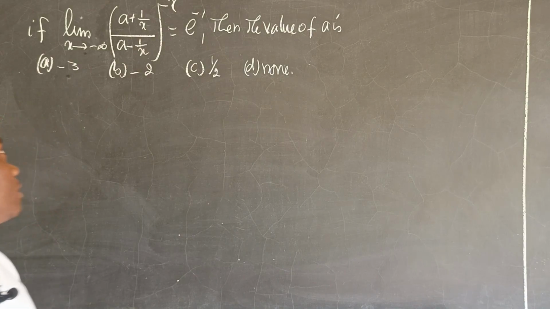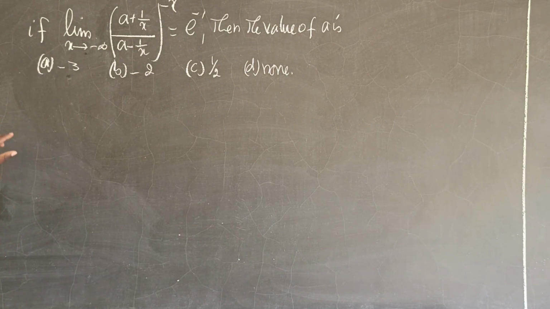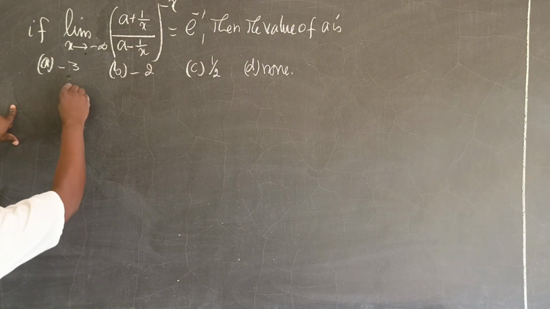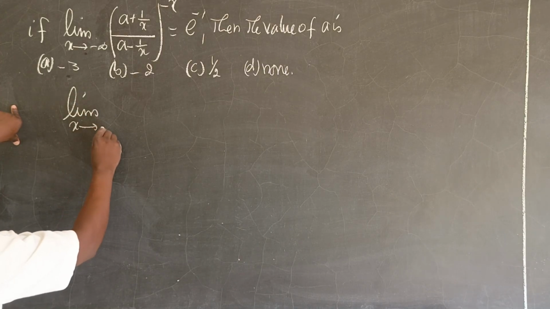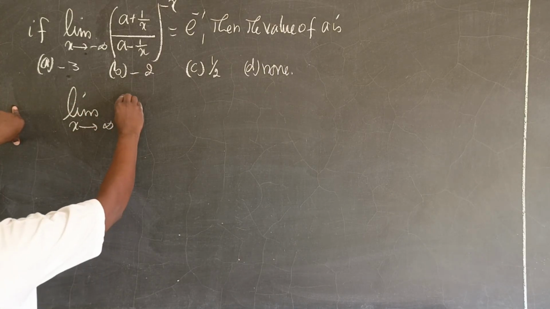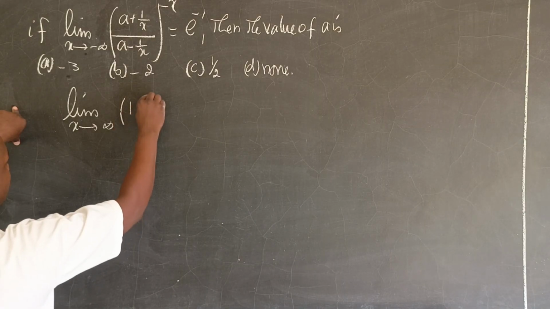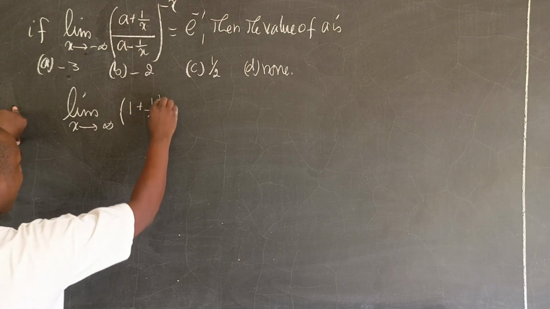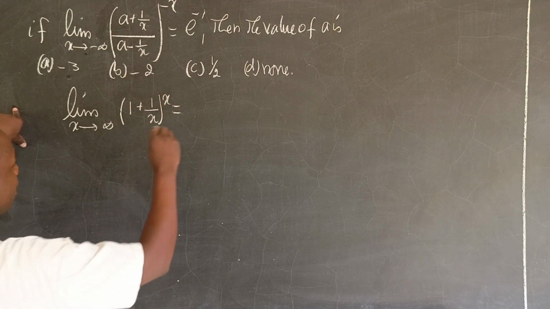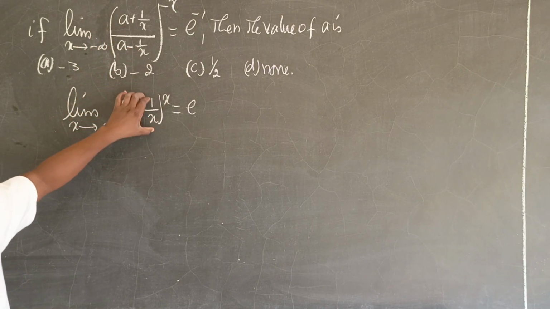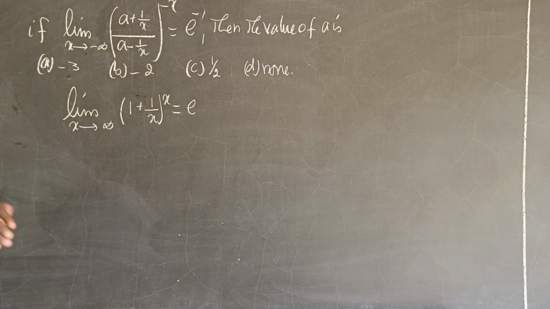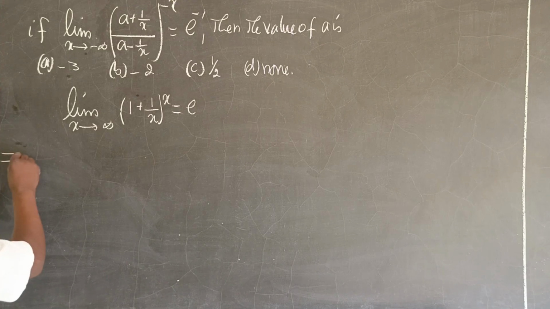Okay, let's start. We will use the fact that the limit as x approaches infinity of (1 plus 1 over x) power x is e. We use this fact. We want to transform this expression in this form. Okay, let's start.